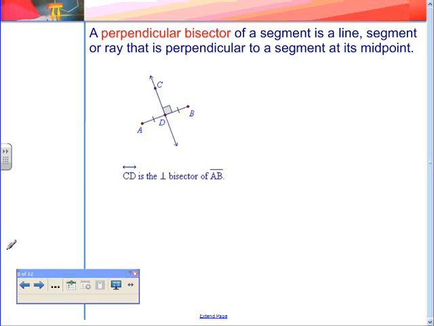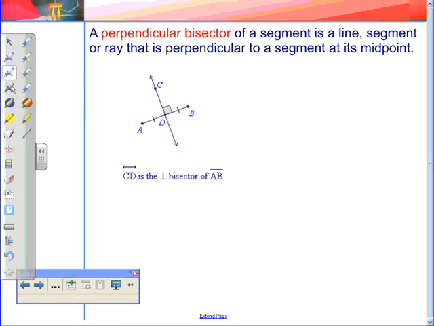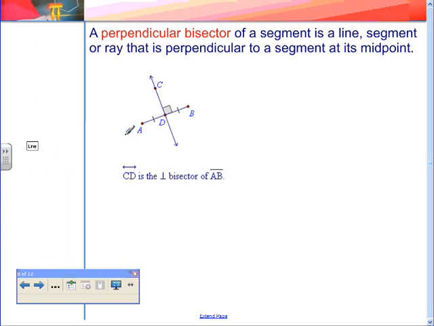Now, what about this? What if we combine the word perpendicular with the word bisector? Now we have what we call a perpendicular bisector. And first of all, you can only have a perpendicular bisector of a segment. Because remember, a segment has length, so we can cut it in half. A ray doesn't have length. We can't bisect it. A line doesn't have length. It keeps on going forever, so we can't really bisect it. But a segment has a beginning and an end, so we can cut it in half.